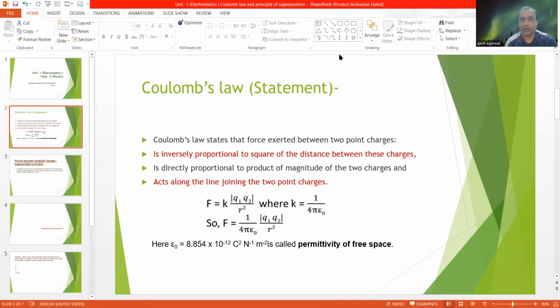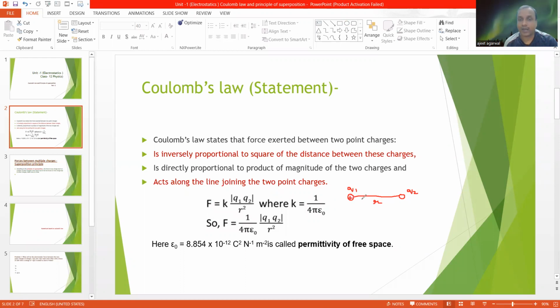What is said by Coulomb? Coulomb said that if there are 2 point charges, suppose I am drawing 2 point charges here. Suppose this is charge Q1 and at a distance of r from Q1, there is another charge Q2. Then both will exert the electrostatic force on each other, depending on nature of charges.